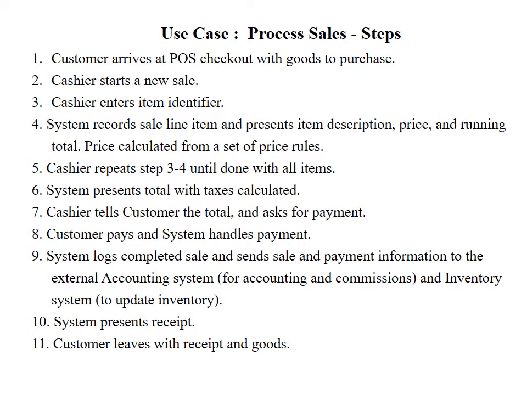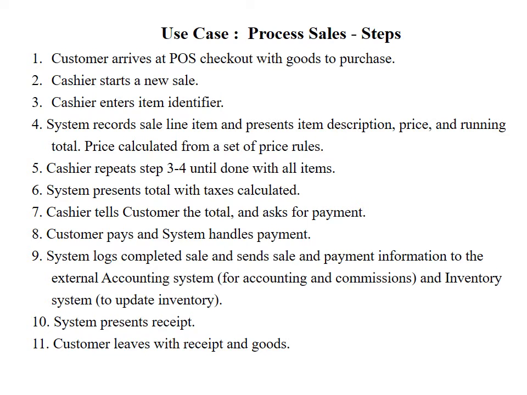I think this process sales steps will make you understand next gen POS better. Consider you are going to the supermarket to purchase some items. So what are the steps we follow? We go to the supermarket, we collect all the items or groceries we want. Then finally we go to the point of sale system, to the cashier. From that point the steps start, right? So the customer arrives at the POS system and checks out with goods to purchase. We will tell him, these are the goods I purchased.